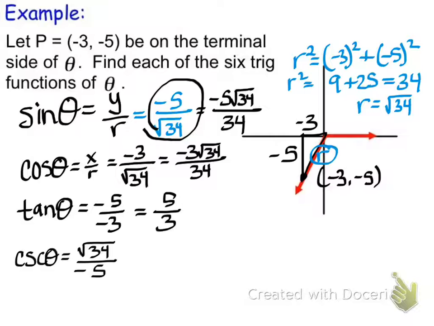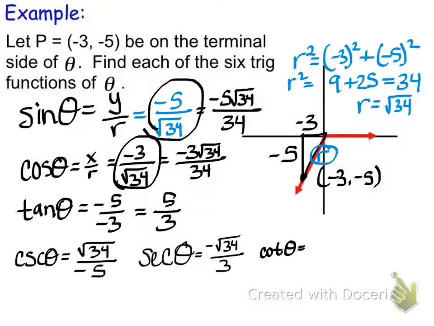Secant of theta, I'm going to do something similar, but of course this is the reciprocal of cosine, so I'm going to take that value, flip it upside down, and that's my secant value. And last but not least, cotangent, that's the reciprocal of tangent. This one's much easier, it doesn't matter which one I use. 5/3 will become 3/5. So those are your 6 trig values, trig ratios for this particular situation.